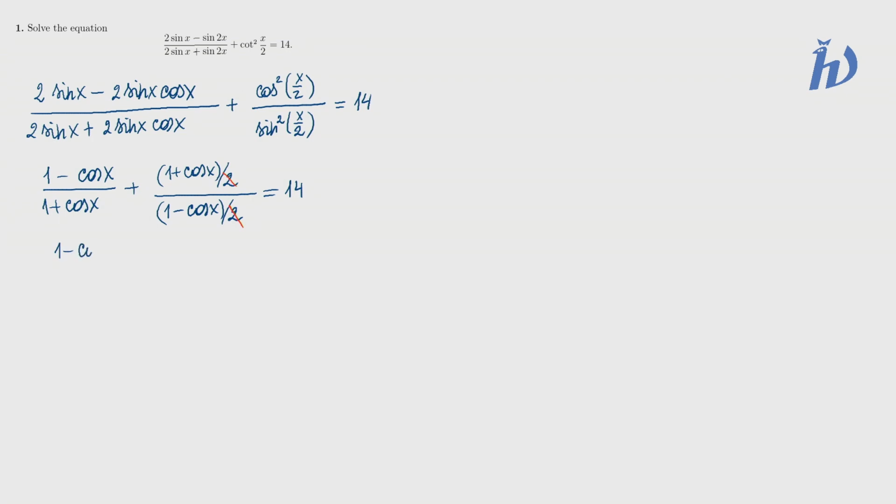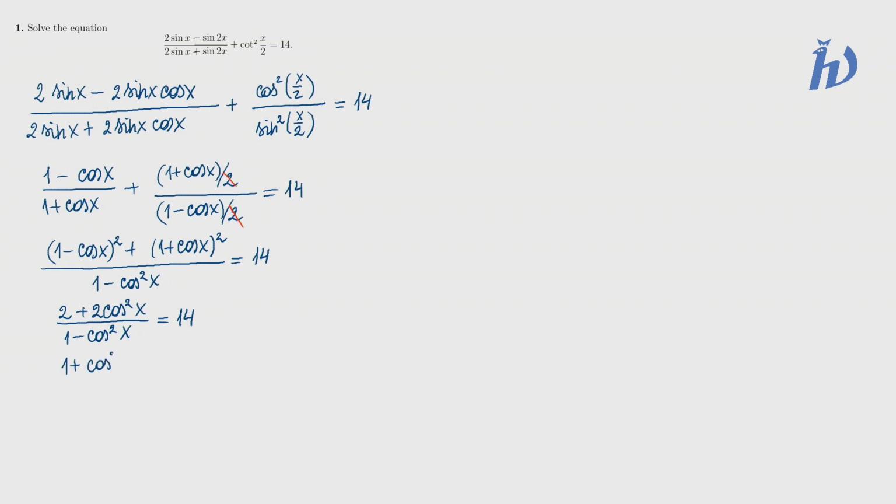And so we have 1 minus cosine of x squared plus 1 plus cosine of x squared, and in the denominator we have difference of squares, that is 1 minus cosine squared of x, and we have 14 on the right. Expanding and combining like terms in the numerator yields 2 plus 2 cosine squared of x. The denominator remains unchanged, and we have 14 on the right. Now we can multiply both sides by the denominator, and I guess we'll simultaneously reduce the equation by 2. So we'll have 1 plus cosine squared of x is equal to 7 minus 7 cosine squared of x.